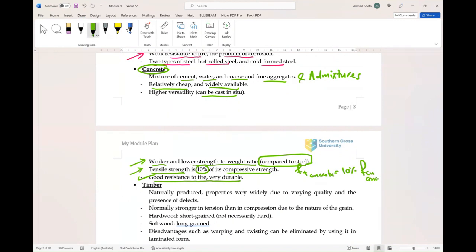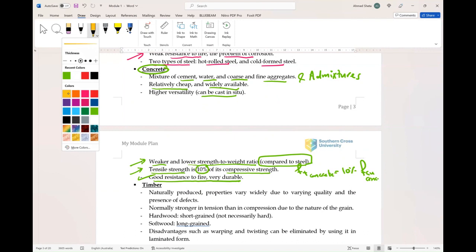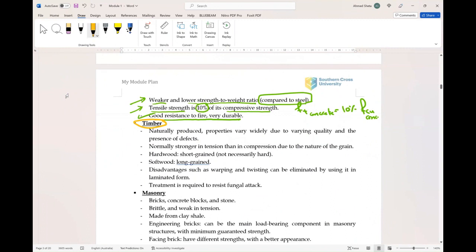The third material we have is timber. Timber is a natural material, so properties vary widely due to varying quality and the presence of defects. It has a lot of variation because it is a natural material. Timber is normally stronger in tension than in compression due to the nature of the grain.